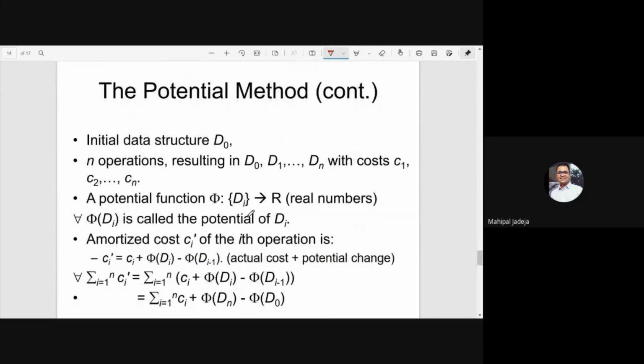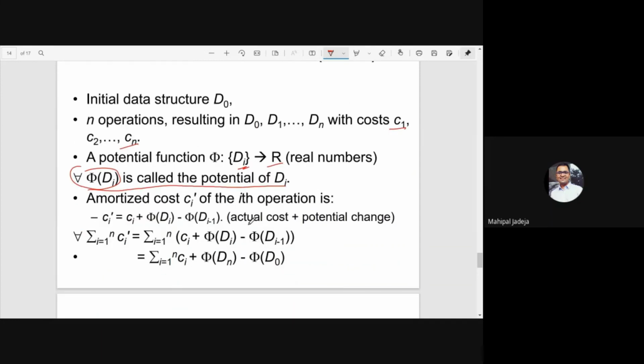So let's consider the data structure. The initial data structure is D0, and after n operations it will become, let's say, Dn, and the underlying costs are nothing but C1, C2 up to Cn. The potential function maps each data structure to one real number, and this is nothing but the potential of Di. This is nothing but symbolic notation for it, right?